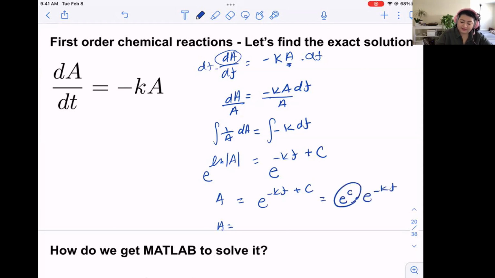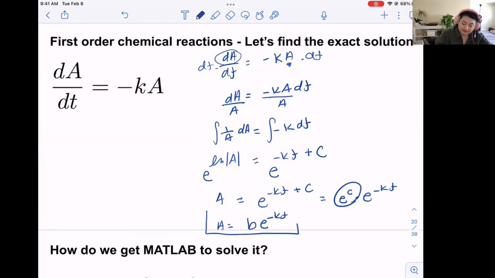So I'm just going to let this be another parameter. So I'll call it, I don't know, b, times e to the negative kt. So here's our analytical solution, and it looks like one of the functions that we went over not even 30 minutes ago. This is our exponential function.